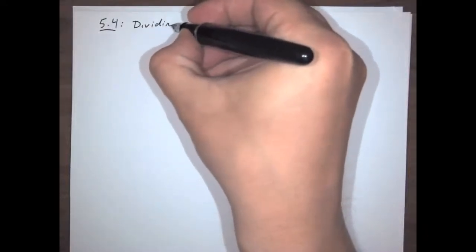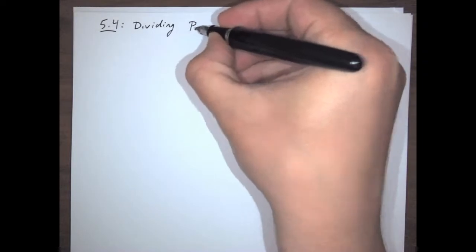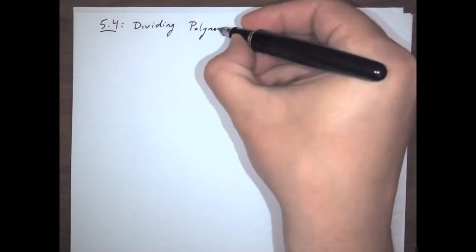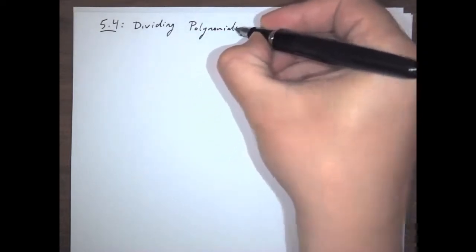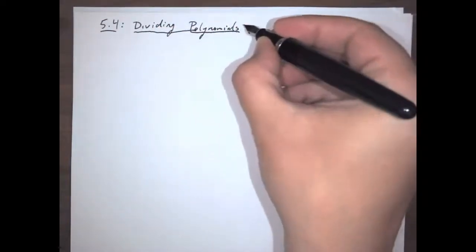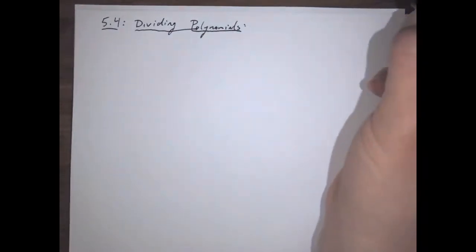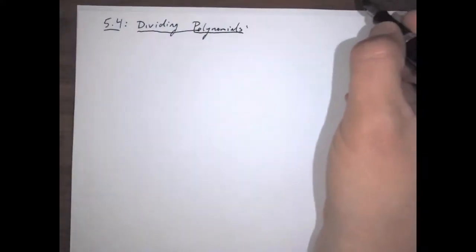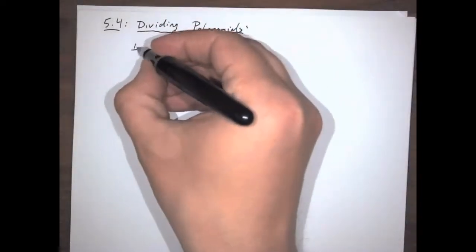So let's talk now about section 5.4, where we take our old friends, polynomials, and we divide them. Now this will be useful to us for two main reasons, one having to do with polynomials themselves, the other having to do with another kind of function we'll be looking at later called rational functions. But here's the basic idea.